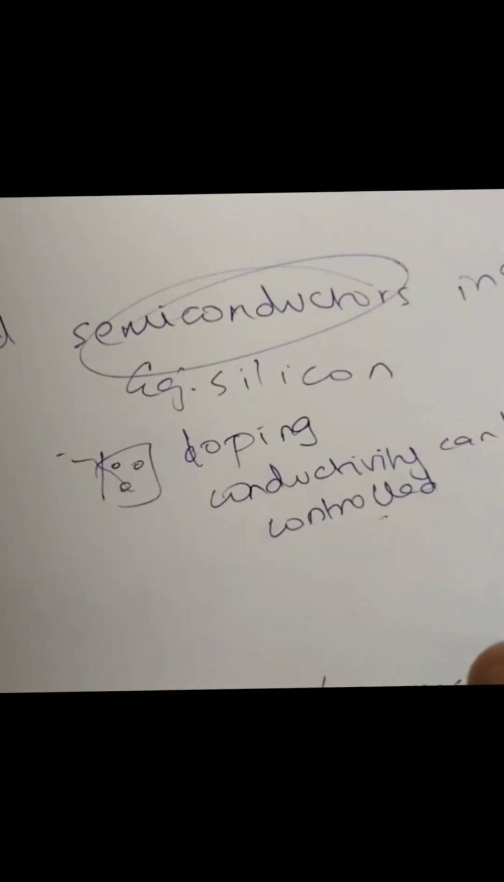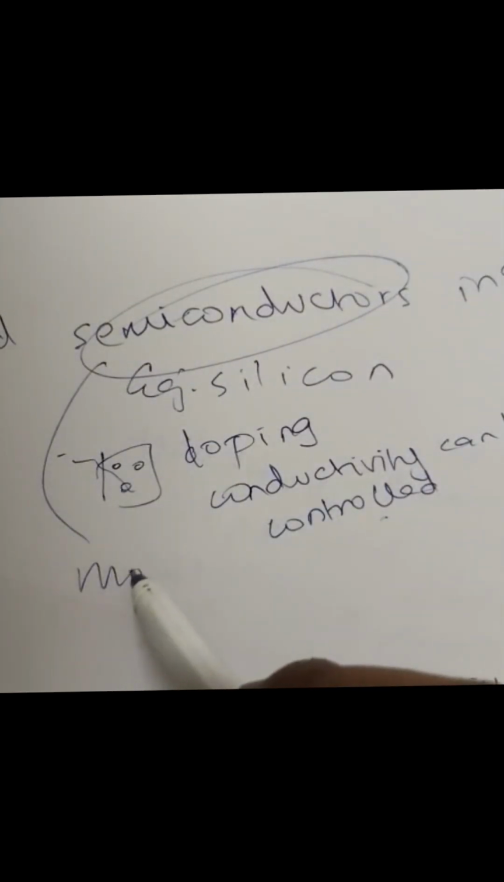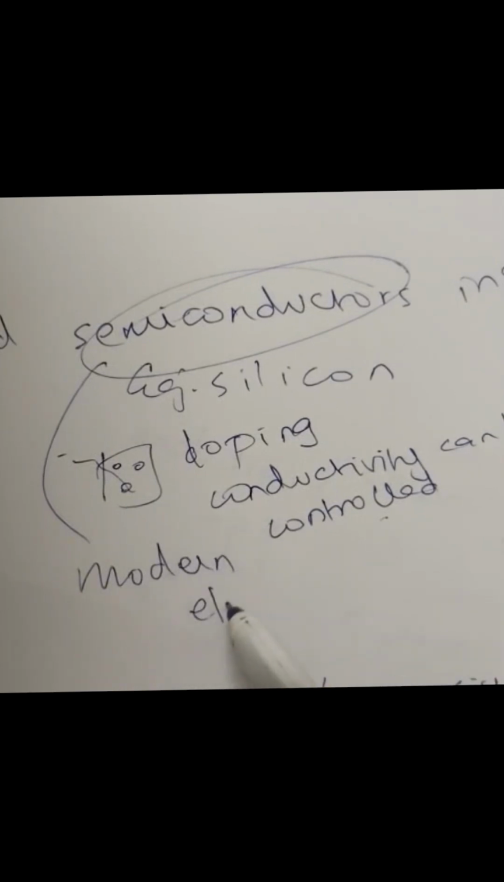So let's revise. Conductors allow current to flow easily. Insulators prevent current from flowing. Semiconductors have properties in between and are the foundation of modern electronics. In the next video, we will learn about circuit elements and understand how a battery, resistor, switch and load work together to form an electrical circuit.